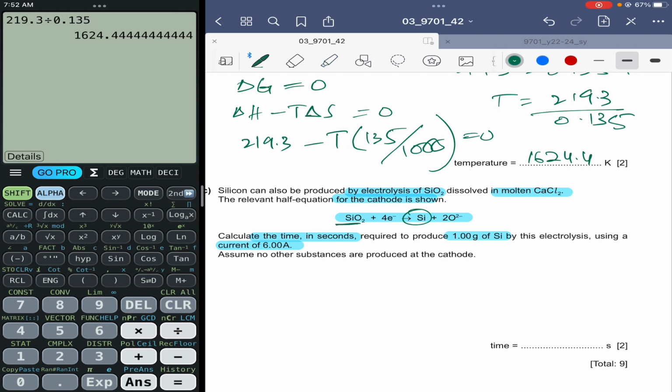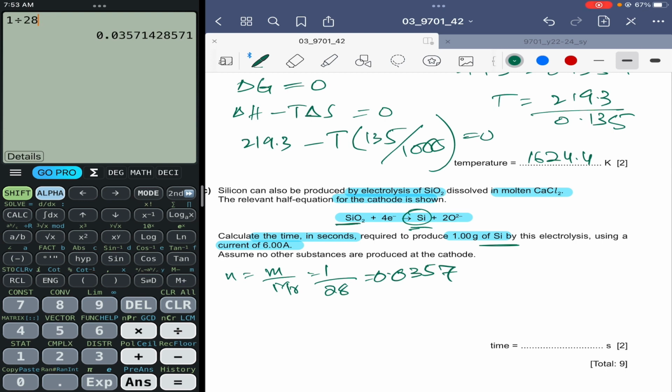Alright, so first we convert the grams of silicon, which we need, into moles. So moles of silicon would be equal to given mass upon Mr. So mass of silicon is 1 divided by 28, where 28 is the molar mass of silicon. So 1 divided by 28, that is 0.0357.